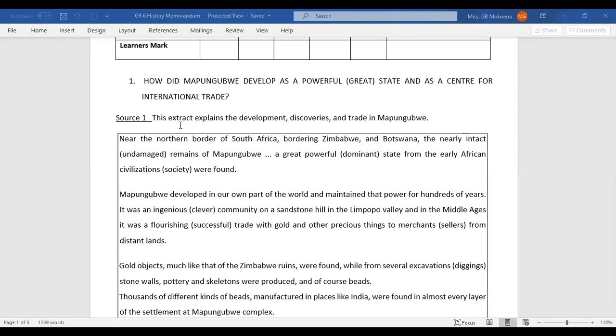Kia. Thank you, ma'am. Okay, I would like to read source 1. Okay, start on source 1, yeah? Okay.